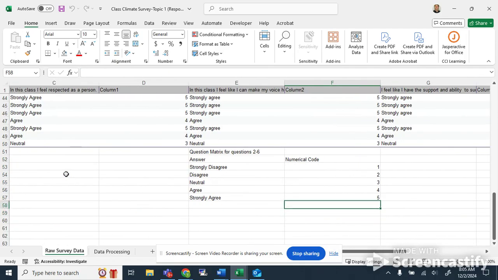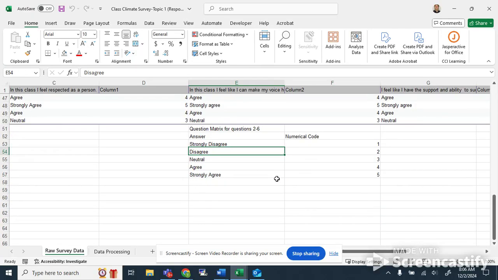The big thing you really want to make sure you do is something called a question matrix. A question matrix is a pretty simple thing where it just has the answer. For me, it's a strongly disagree to agree scale and a numerical code for that answer. That way I can basically say, hey, if you see a 1, that means strongly disagree, and so forth. This can be per question, or as I did here, just per questions 2 through 6 if you have a similar scale.